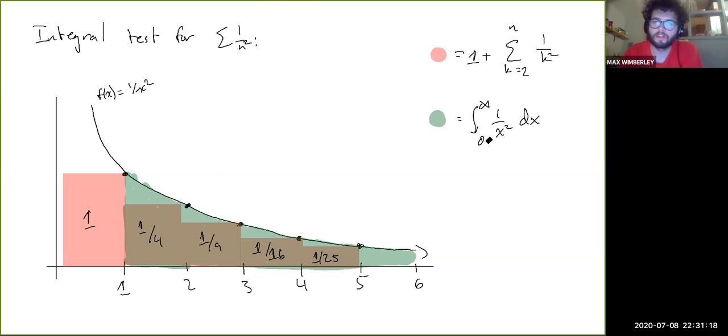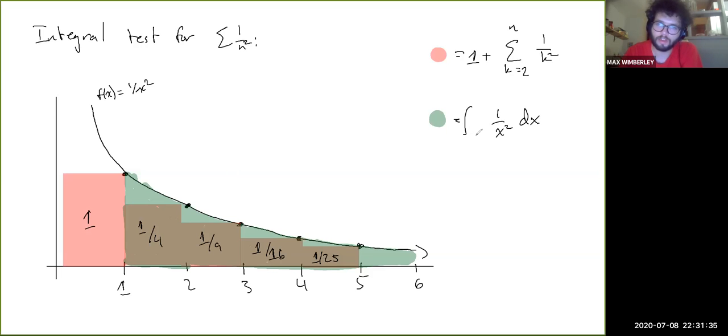And remember, to show something converges, we only really care about what happens for large values of k or n or whatever, right? We don't care about what's happening at the beginning.